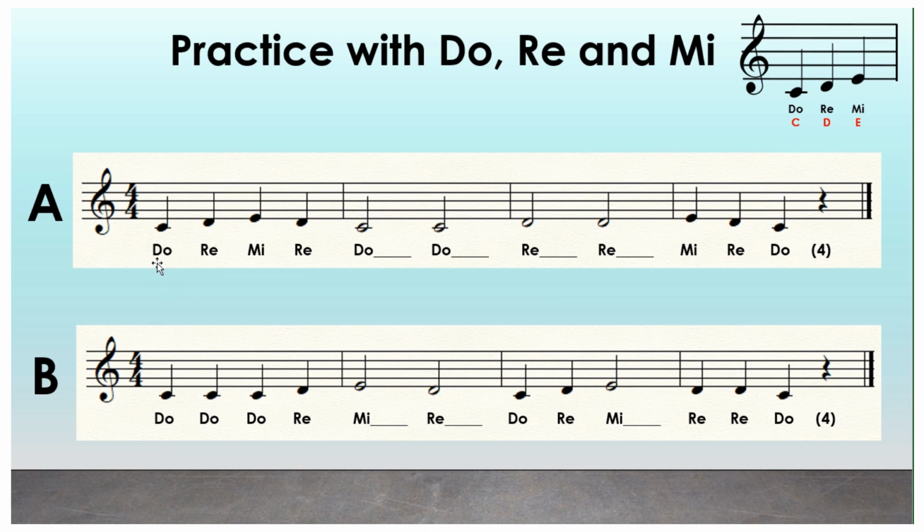In example A, we have quarter note rhythms, which get 1 beat each. We have half notes, which get 2 beats each. And we also have a quarter rest here at the end. It's the last beat of the last measure, which is beat 4, and that is a silent beat. It lasts for 1 beat of silence. So let's give this one a try.